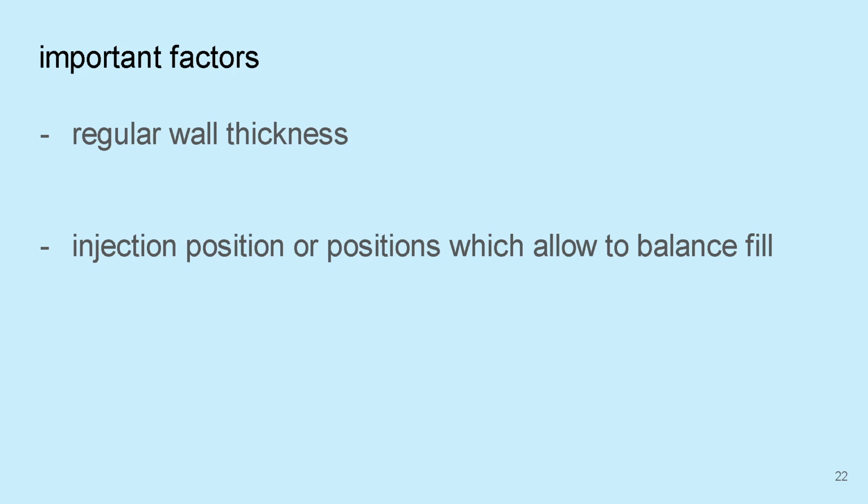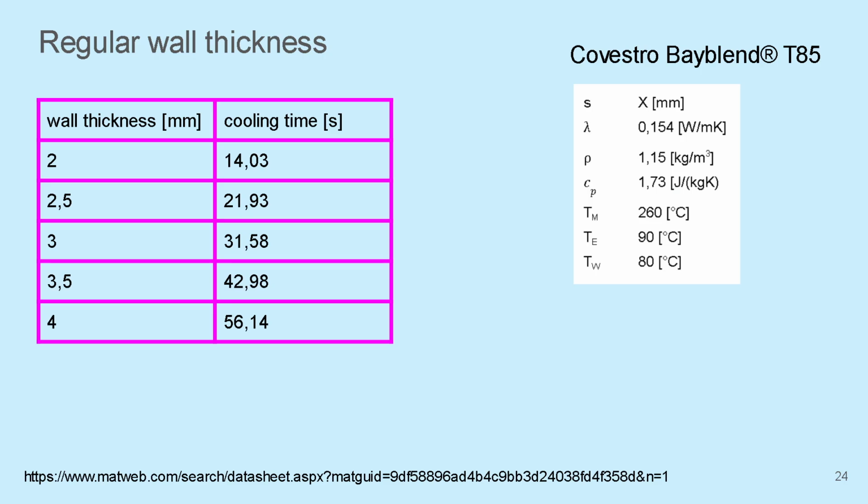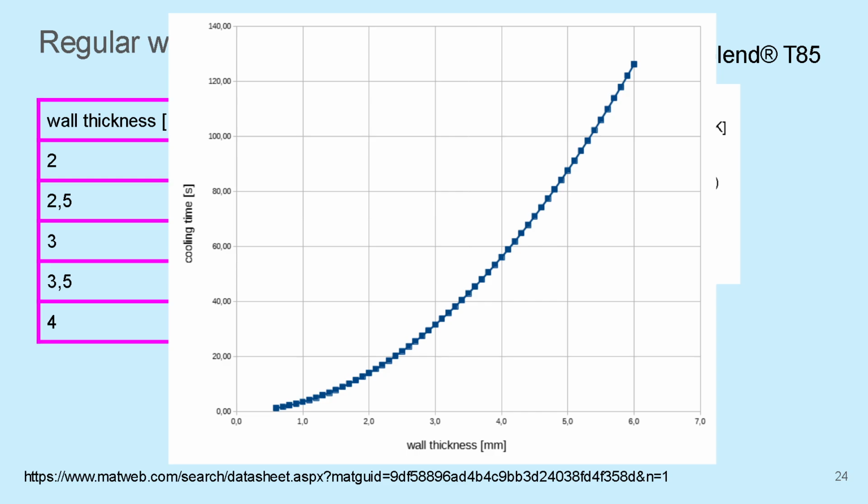So I have defined 2 points: regular wall thickness and definition of the injection position, which allow to balance fill. To speak about wall thickness, it is needed to understand the mathematical formula of cooling time. This formula applies to a simple plate. In the table it is visible what is happening with cooling time when wall thickness is increasing: it is longer. This is logic. On the chart, this relationship is more visible.